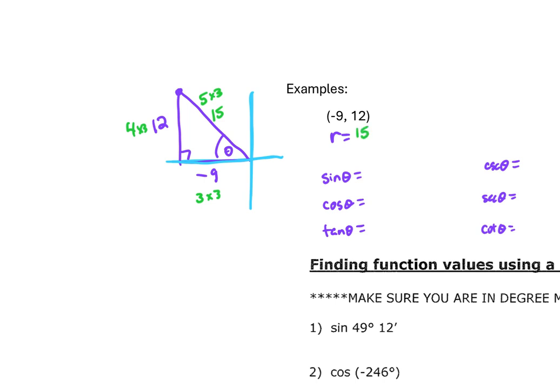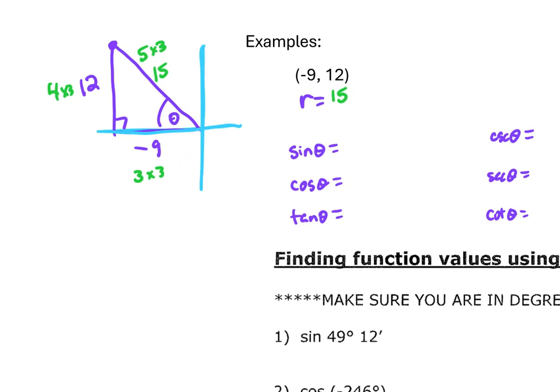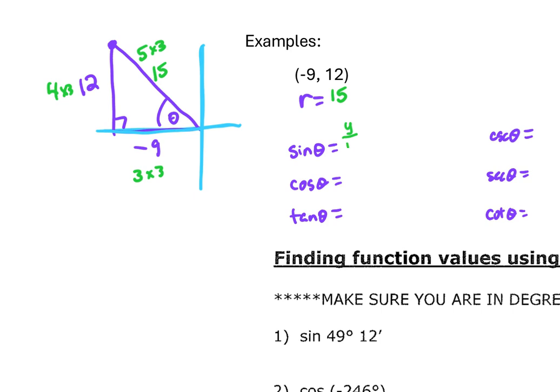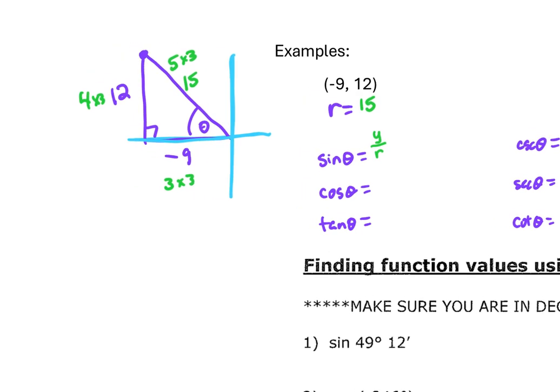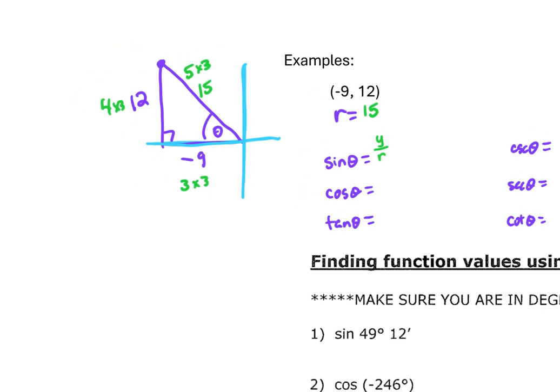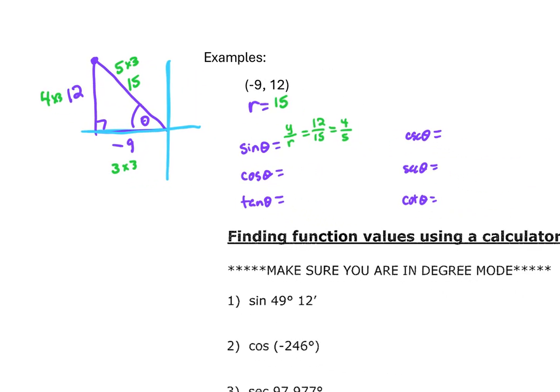Now, let's think about this. You've memorized, or at least you need to memorize, that the sine is the y value over the r. So if we're going to do y over r, that means we're doing 12 over 15, but we have that common factor that divides into each of these. So really it's 4 over 5, and that makes cosecant 5 over 4.